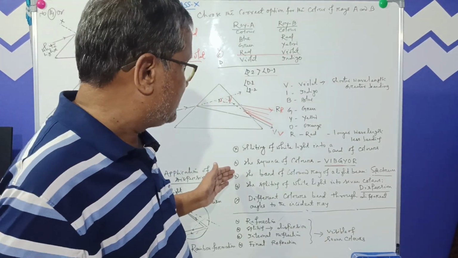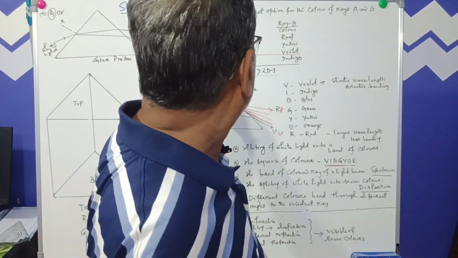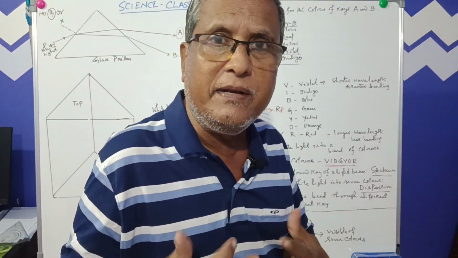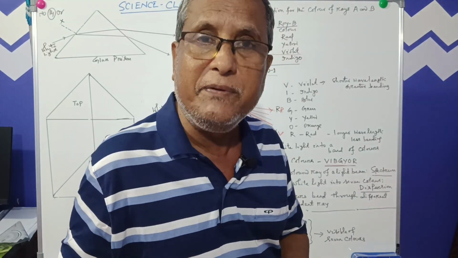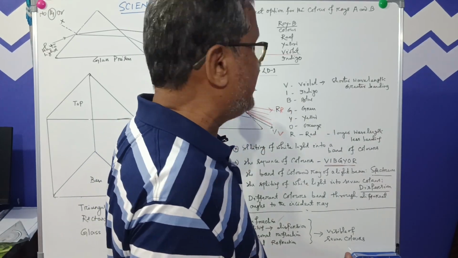So I hope you have understood the key concept of our topic, that is the prism and the phenomena that take place in a glass prism. You cannot take a wooden prism because it must be a transparent medium.